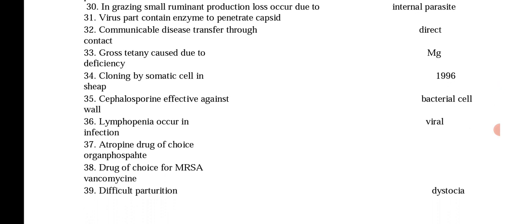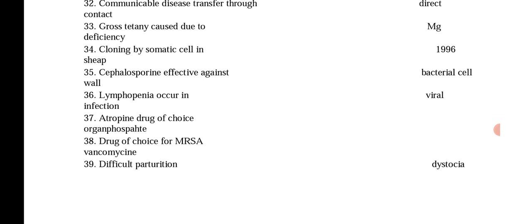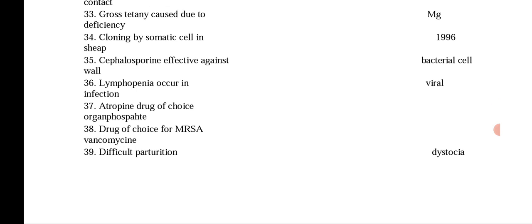Cephalosporin is effective against bacterial cell wall. Penicillin, cephalosporin, carbapenem and monobactam are the four classes of drugs that act against the cell wall, and they are not effective against mycobacterium as the mycobacterium does not have a cell wall. Lymphopenia occurs in viral infections.